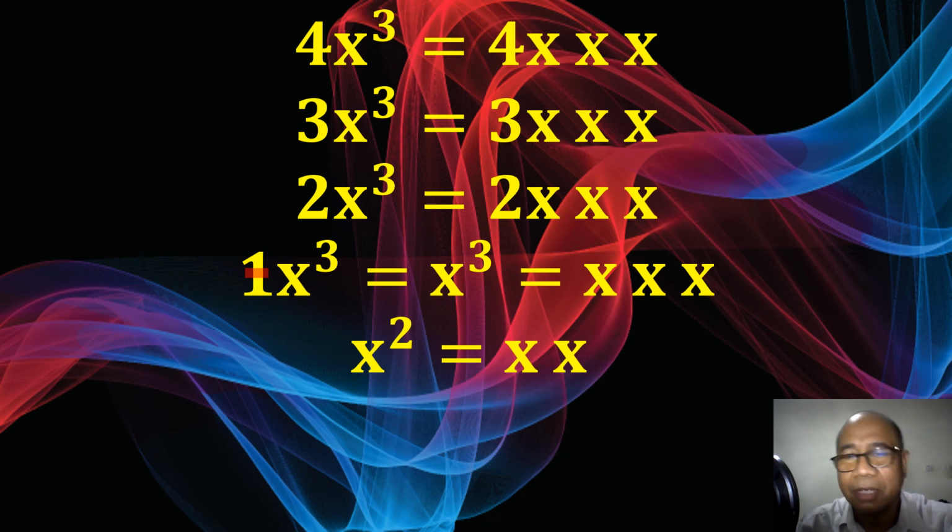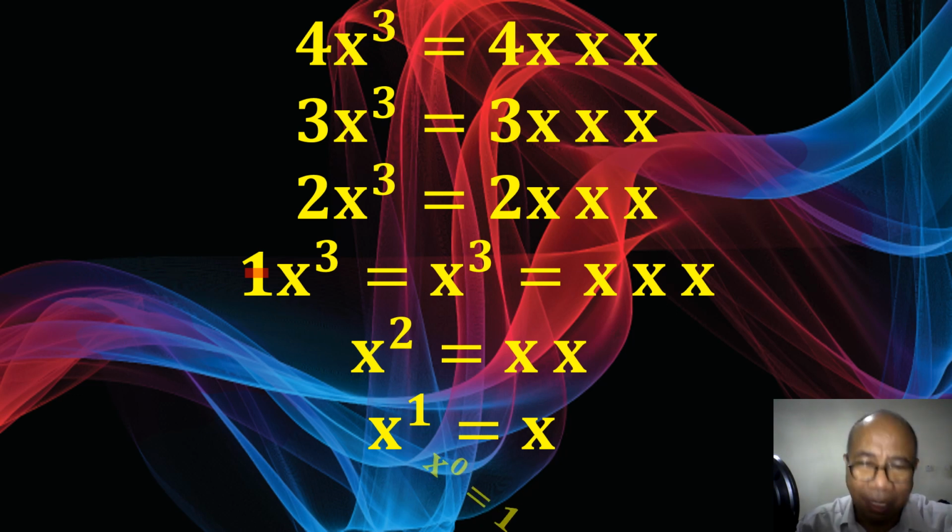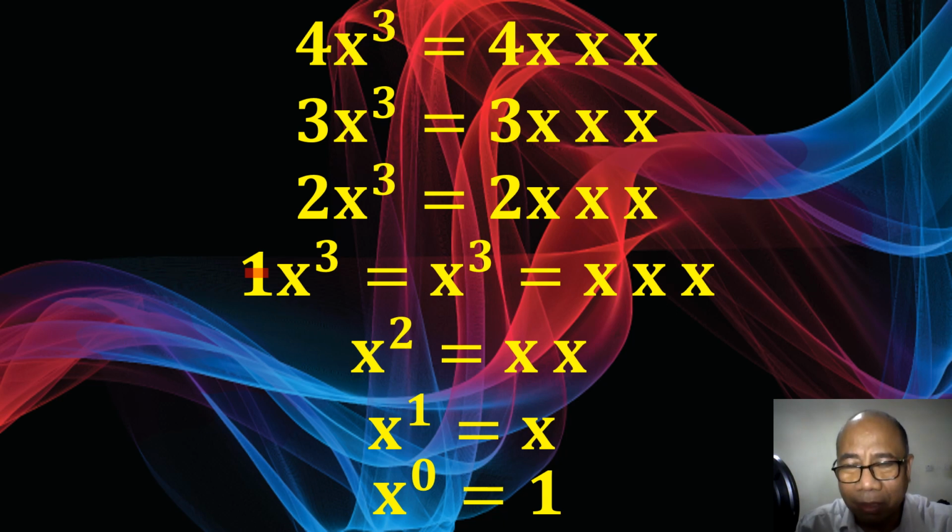It is simply equal to x multiplied by x. And x raised to 1 is simply equal to x. And x raised to 0 is equal to 1. Paano pong nangyari? Ang ibig pong sabihin nito, balikan po natin itong ating 1x raised to the power of 3. It is simply equal to 1 multiplied by x cubed. And it is also equal to 1 multiplied by x multiplied by x multiplied by x.